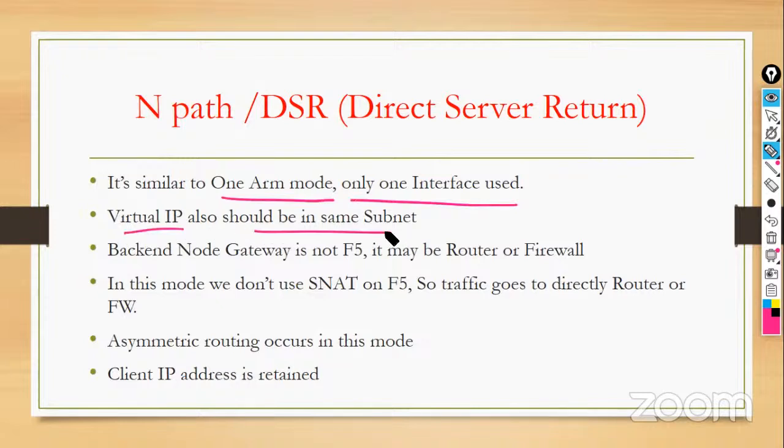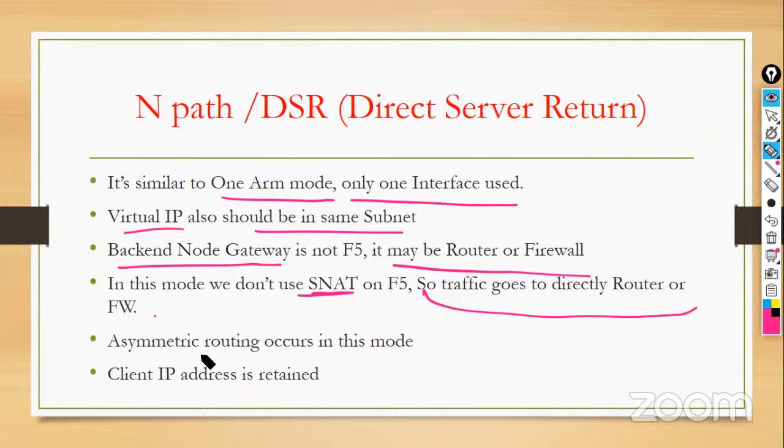Virtual IP also should be in the same subnet. Backend node-based gateway is not F5. It may be your router and firewall. In this mode, we don't use SNAT, right? We don't use SNAT, so traffic goes directly to the router and firewall. Asymmetric routing occurs in this mode.